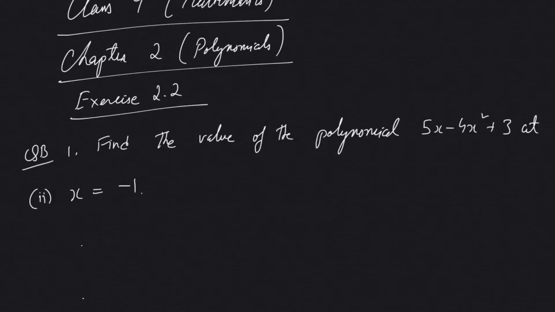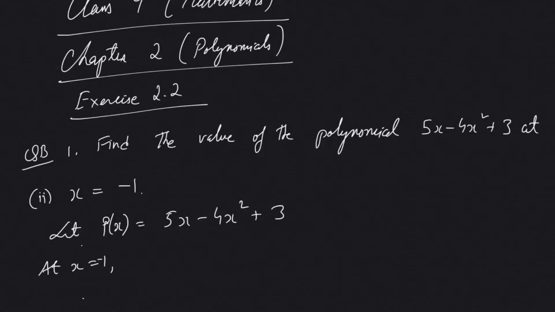Now the question is, find the value of the polynomial 5x minus 4x squared plus 3 at x equal to minus 1. So let us name the polynomial p of x. No need to arrange it, because we just have to find the value of the polynomial here. At x equal to minus 1, the values of x should all be changed to minus 1. That is p of minus 1. This was a polynomial in the variable x. Now I will find the value of the polynomial at minus 1.